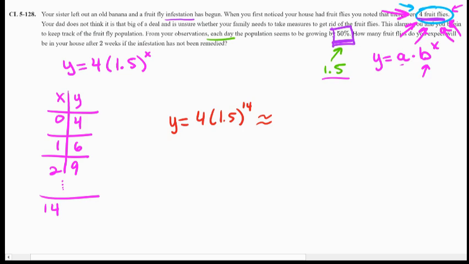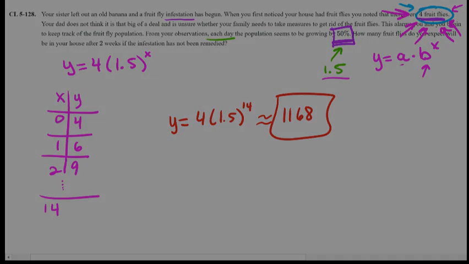So if we were to give our approximated answer here, 1.5 to the power of 14 times 4 is about 1,168 fruit flies. So after 2 weeks, it's going to be a lot of flies. Probably should take care of something there.